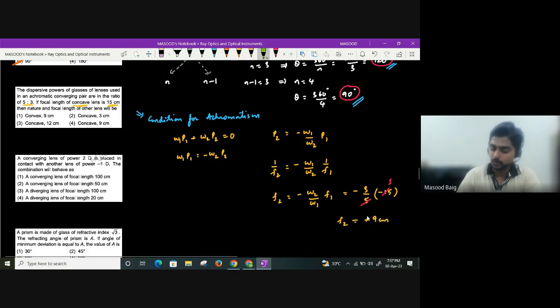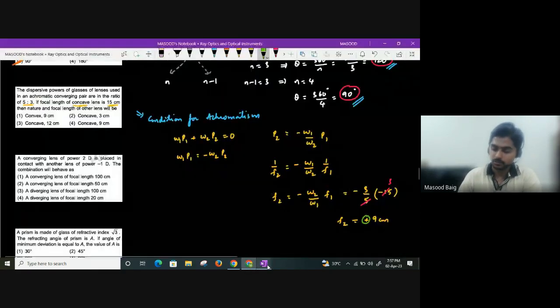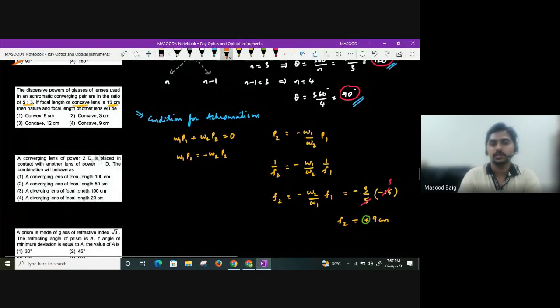So is the focal length positive or not? Because the focal length is positive, what is it going to behave as? It will behave as a convex lens. So what should be the nature and the focal length of the other lens, guys? It should be convex and the focal length should be 9 centimeters. So this is our condition for achromatism. At what condition is this? Lenses are placed in contact.